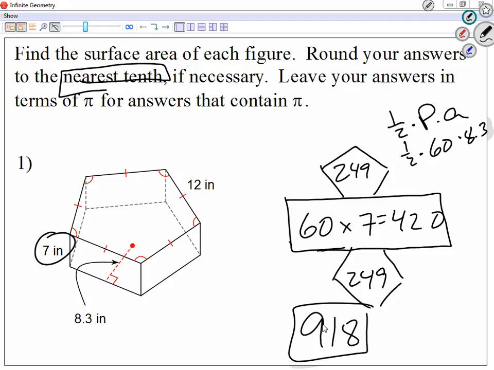Remember, I said it's a big rectangle plus 2 bases. Now the rectangle is the perimeter of the pentagon times the height of the prism. Now the area of each pentagon is 1/2 times perimeter times the bottom. Now let's take a look at question number 2.